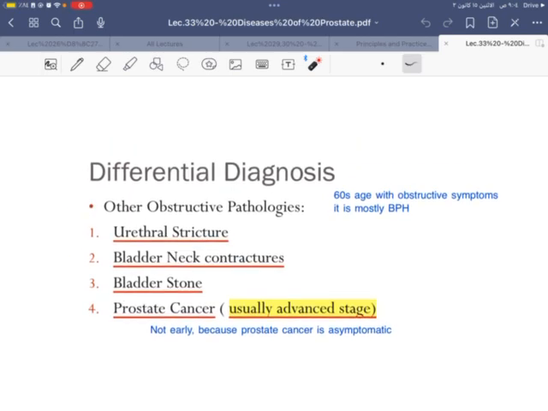Okay, bladder neck contracture, okay, a bladder stone that can be impacted and disimpacted over the bladder neck, impaction while the patient is urinating. Prostate cancer, usually in advanced age, presents with obstructive symptoms.